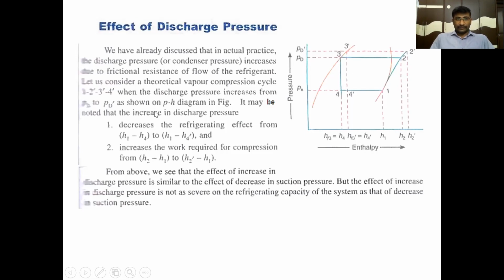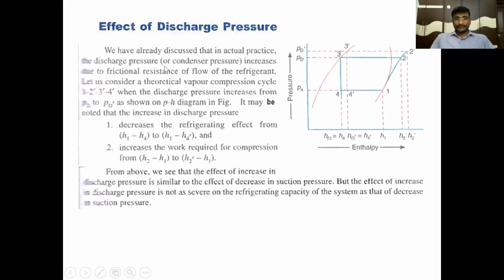Clear? So we can conclude from this theory that by increasing the discharge pressure or condenser pressure, the COP, the performance of the system, will decrease, because the refrigeration effect is somewhat decreasing and work consumption by the compressor is increasing. The ratio between the refrigeration effect and work consumption is the COP. Therefore, COP decreases by increasing the discharge pressure. These are the two factors which affect the performance. So the condenser must be operated at lower pressure, then only the COP is more. Whenever it operates at lower pressures, the COP of the system increases.